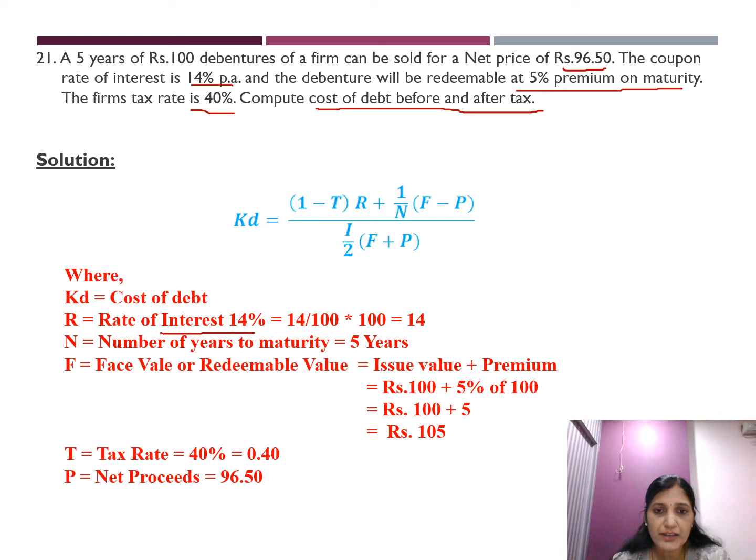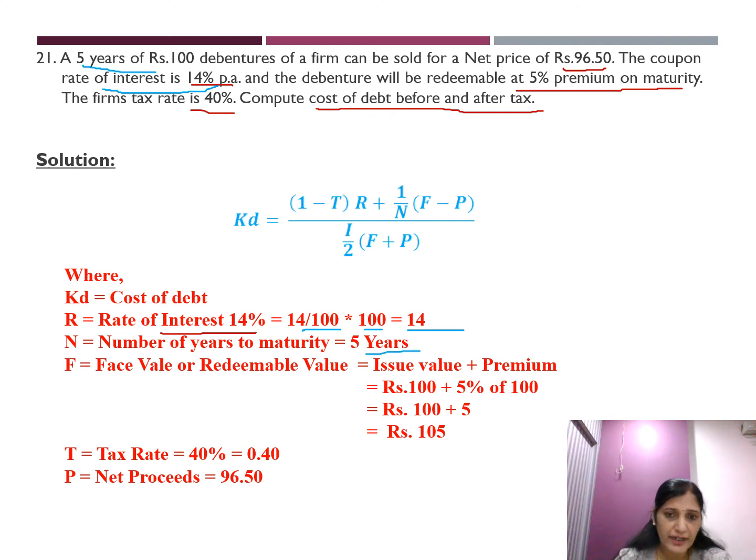So rate of interest 14%. From where did you get this 14%? Here the coupon rate of interest is 14% per annum that I have taken. So put 14% of what? This is rupees 100 debentures, 14% of 100. So 14 divided by 100 into 100, you will get it as 14. Number of years of maturity is 5 years. So that is given over here. 5 years of 100 each. So 5 years is given over here.